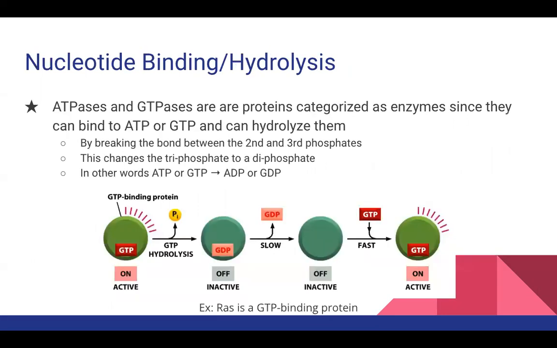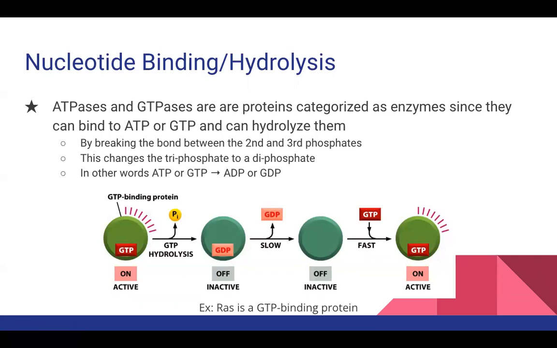And lastly, nucleotide binding and hydrolysis. ATPases and GTPases are proteins that are categorized as enzymes since they can bind to ATP or GTP and hydrolyze them to ADP or GDP. This mechanism works by breaking the bond between the second and third phosphate, changing it from a 3-phosphate chain to a 2-phosphate chain.